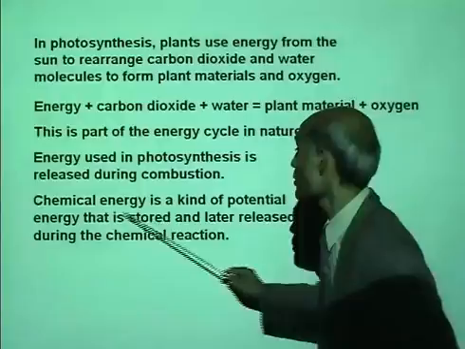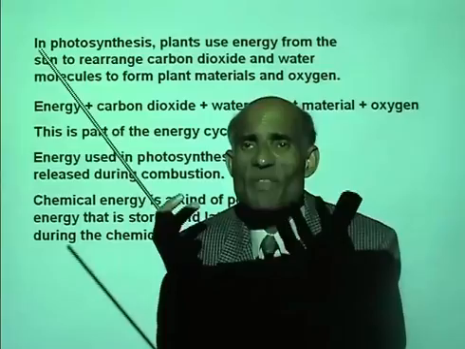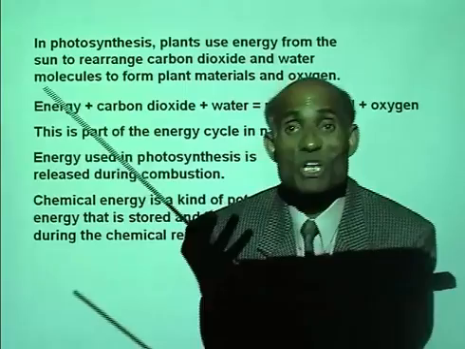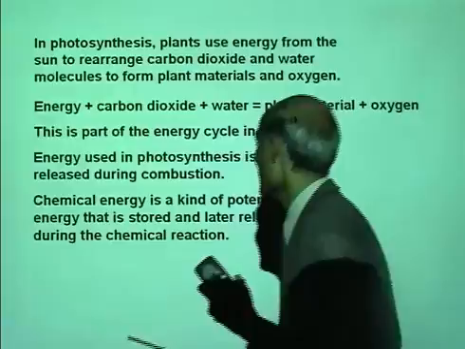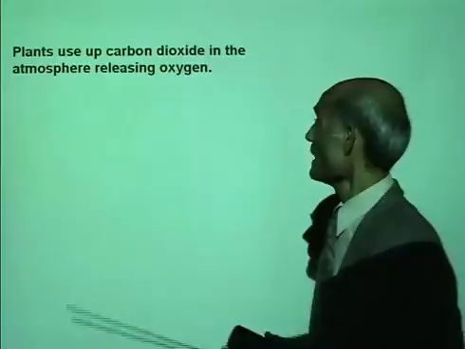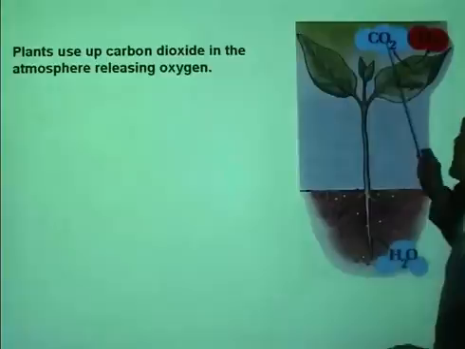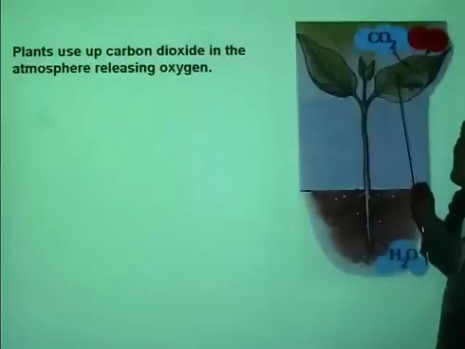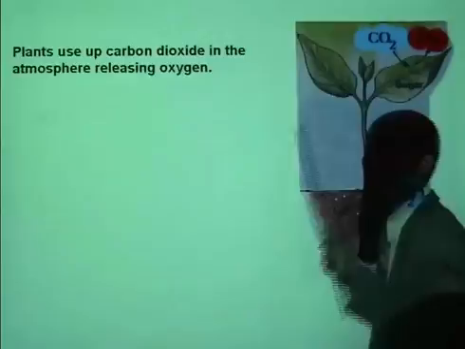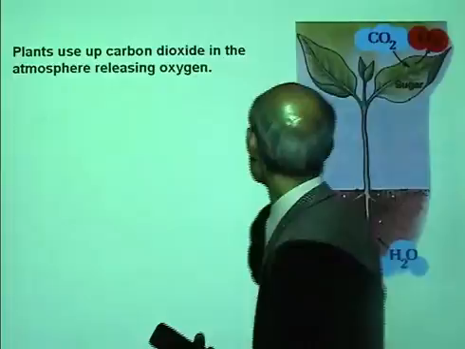Chemical energy is a kind of potential energy. You see, any energy that can be released from locked up position is actually potential energy. Chemical energy is kind of potential energy that is stored and later released during the chemical action. Now, plants' use of carbon dioxide in the atmosphere, look at that, carbon dioxide is absorbed and water is absorbed and sunlight is absorbed. It produces sugar. That is what becomes plant material, cellulose. So sugar and oxygen, which is released to the surroundings.